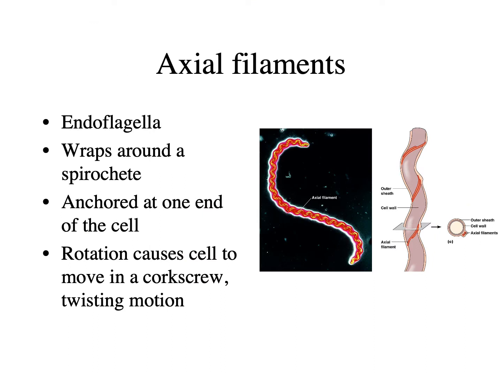An axial filament of a bacteria is an endoflagella. It's an internal flagella. It can wrap around or within a spirochete. It helps the spirochete move in a corkscrew twisting motion. It also gives shape to the spirochete. It gives it a coil-like, spring-like appearance. It's anchored at one end of the cell.